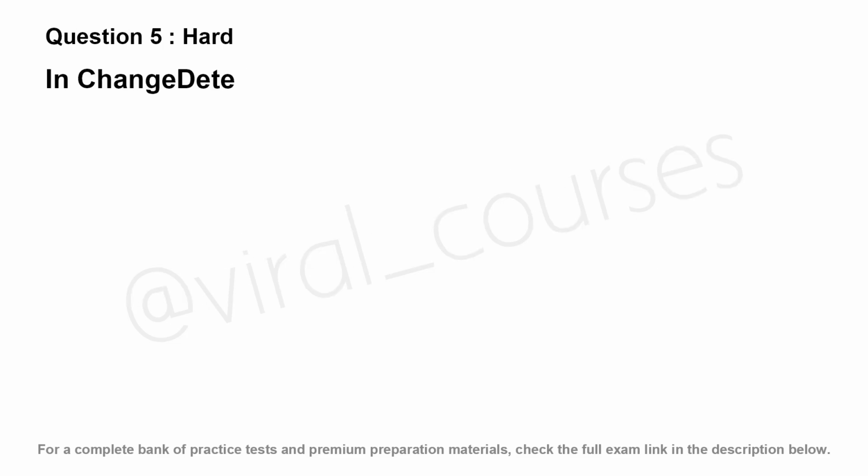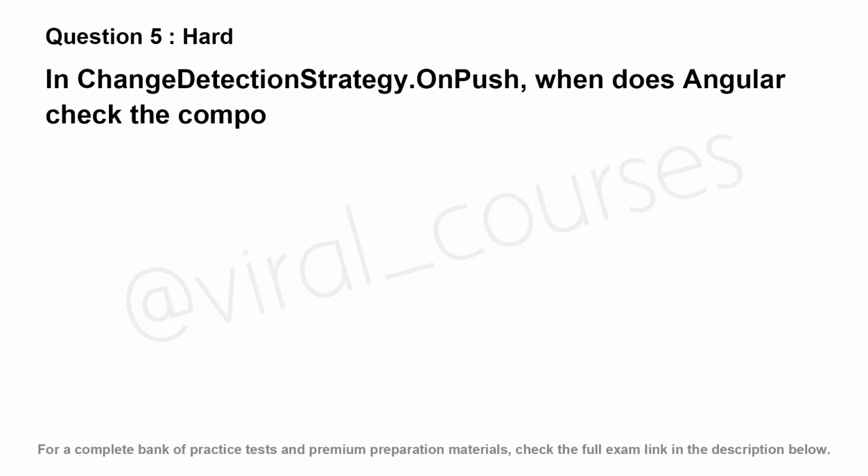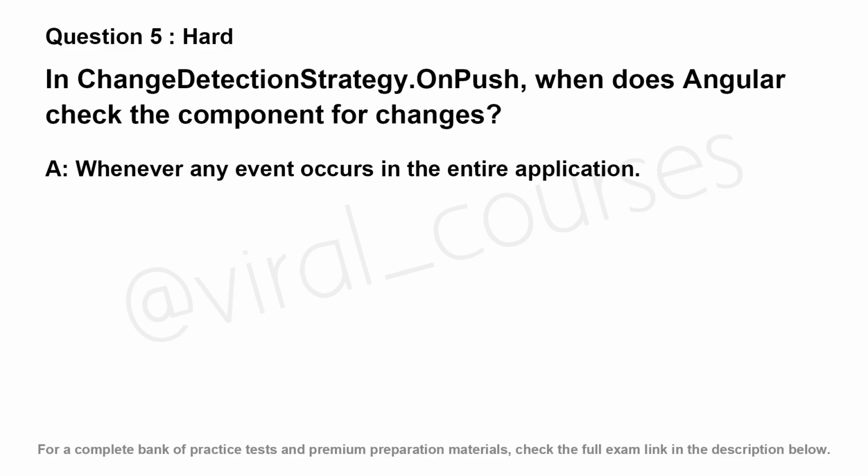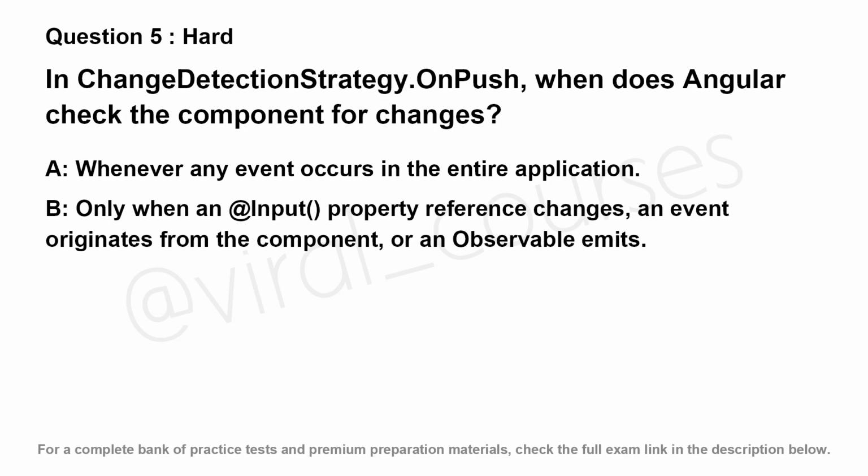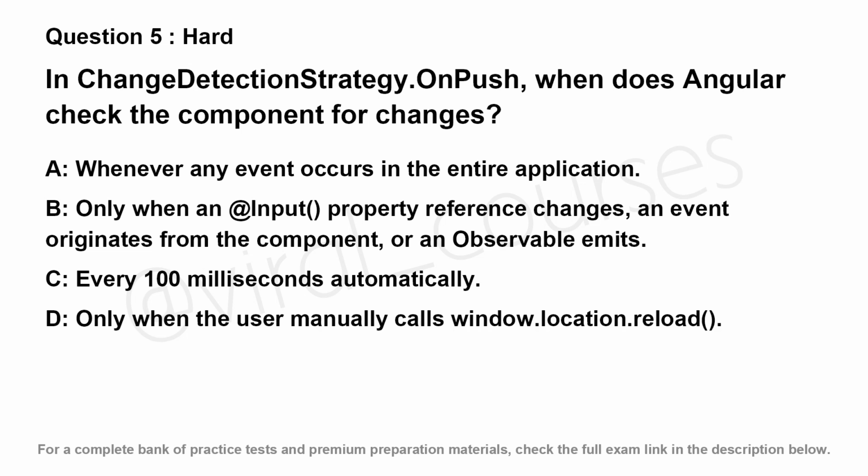In change detection strategy OnPush, when does Angular check the component for changes? Option A. Whenever any event occurs in the entire application. Option B. Only when an input property reference changes, an event originates from the component, or an observable emits. Option C. Every 100 milliseconds automatically. Option D. Only when the user manually calls window.location.reload.